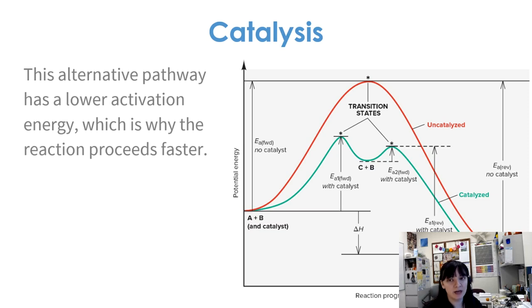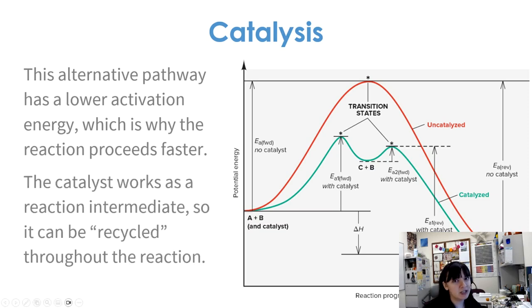When we have no catalyst around, we have a very high activation energy, a very unstable transition state. But with the introduction of the catalyst, that provides an alternative pathway that is going to have lower activation energies, so it's easier to overcome.